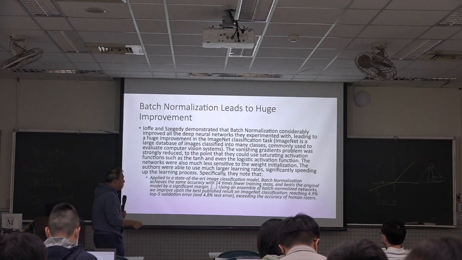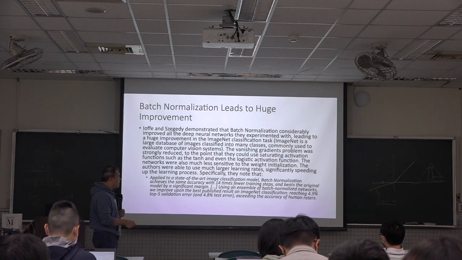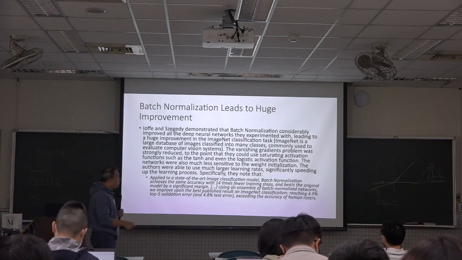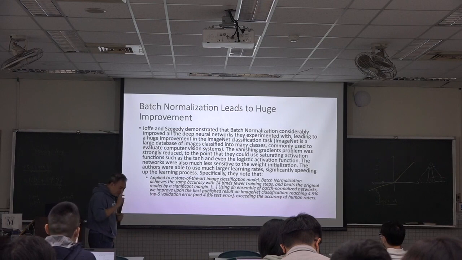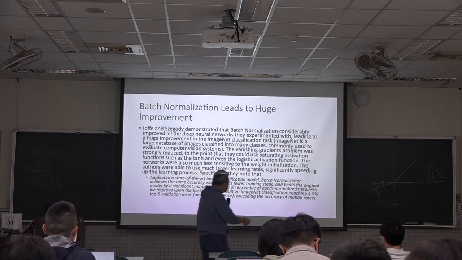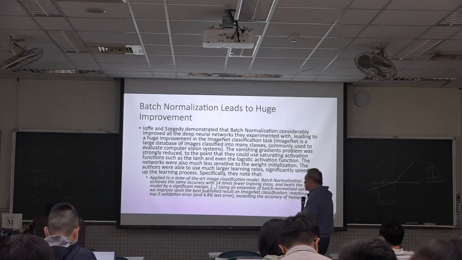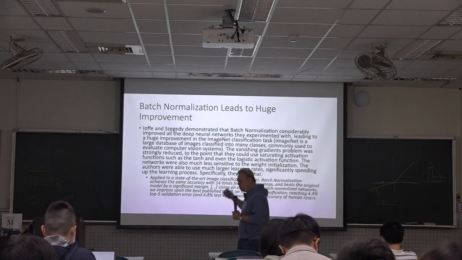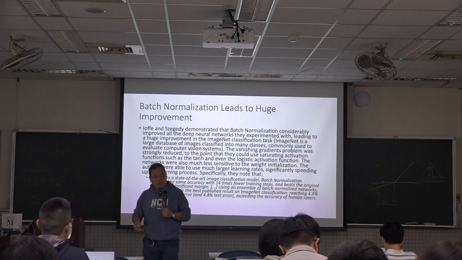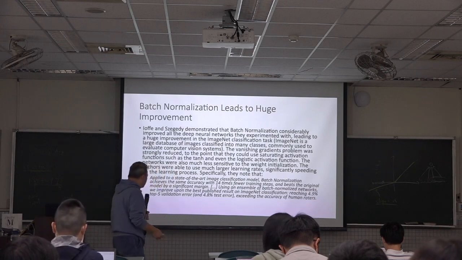Using an ensemble of batch normalized networks, we improve upon the best published result on ImageNet classification, reaching 4.9% top 5 validation error. You may not understand what top 5 validation error is, and that's fine. Just understand this 4.9% top 5 validation error and 4.8% test error exceeds the accuracy of human raters. Even if you let a human do the image classification, the top 5 error will be higher than their model.